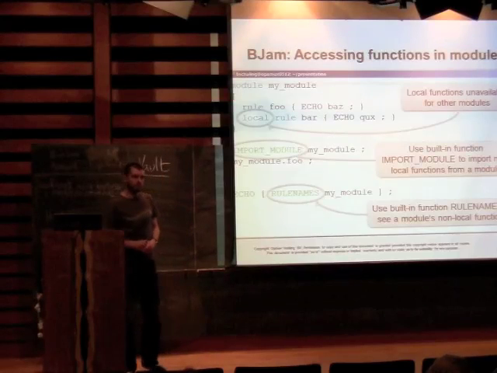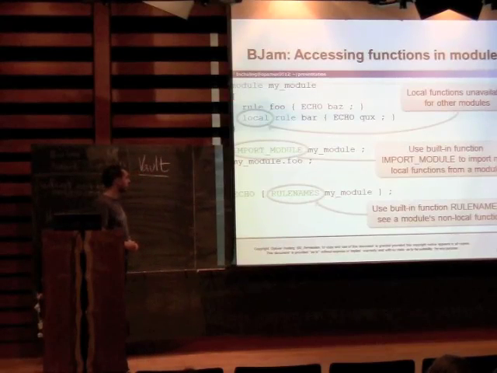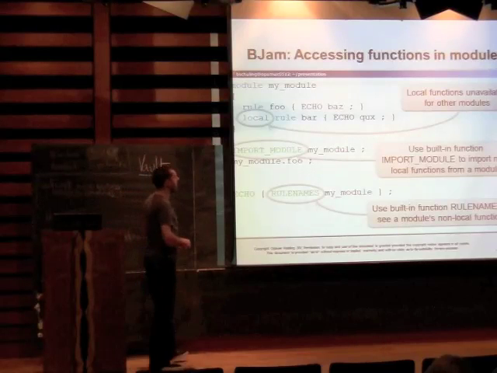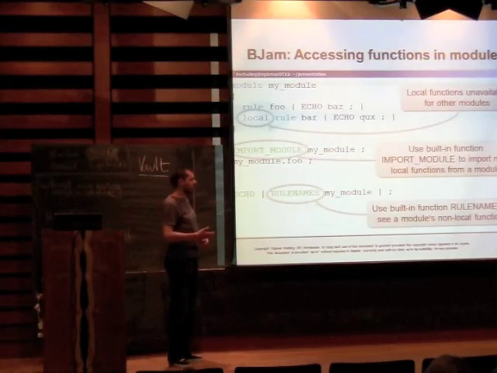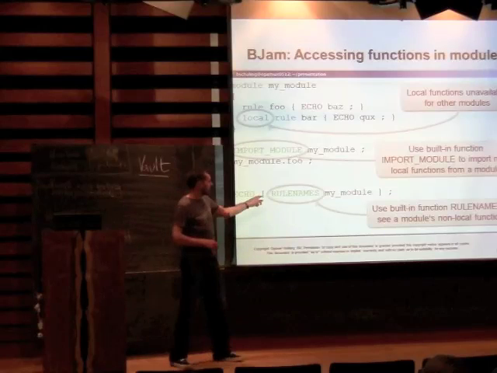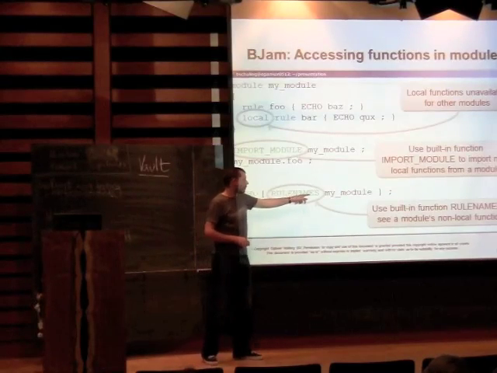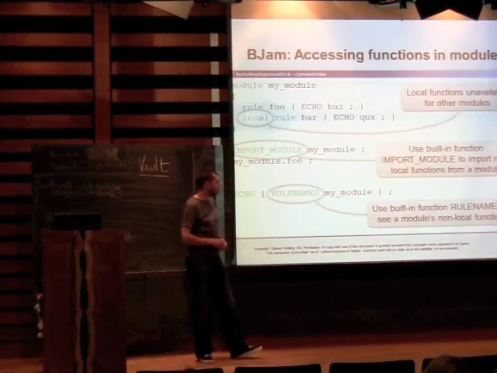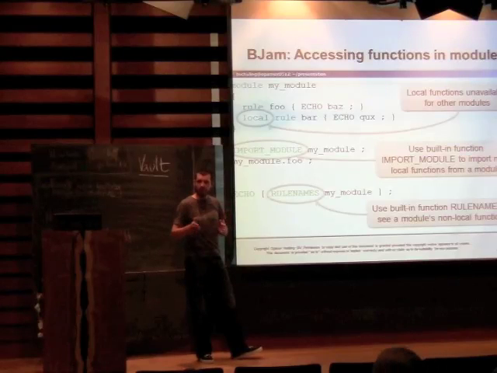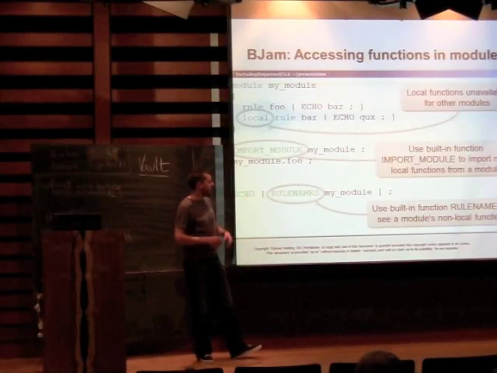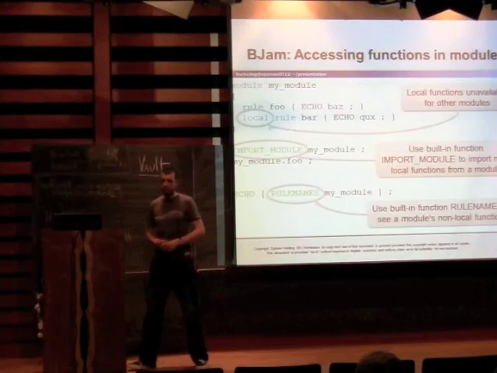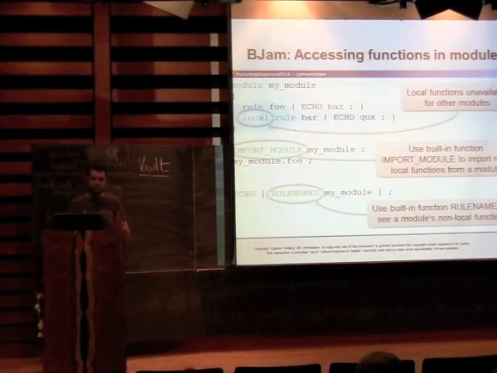I think this is something which is rather readable, and I can even find out how many functions I can access in a module by using another built-in function called rule names. And if I pass a module name to this function, it just returns a list of strings, a list of function names, which I could access in this module, my module. That's the way how you call a function in a different module.